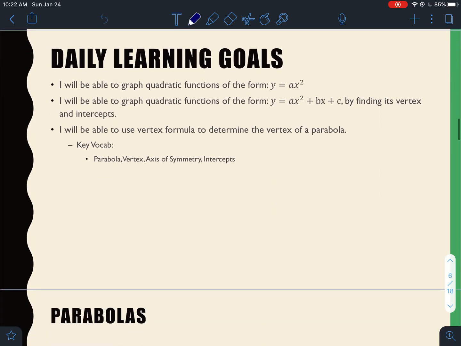So today we are going to use our knowledge of quadratic equations, so equations of degree 2, to be able to graph those functions called quadratic functions. We'll be able to graph them if they're in the form y equals ax squared, and if they're in the form y equals ax squared plus bx plus c, by finding the vertex of the parabola and the x-intercepts of the parabola.